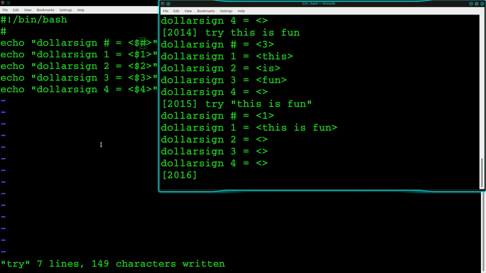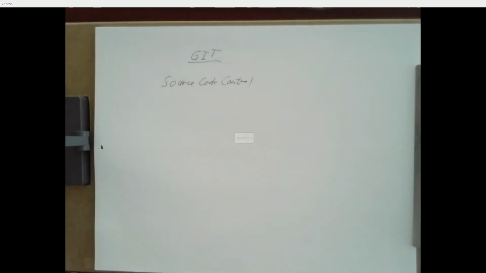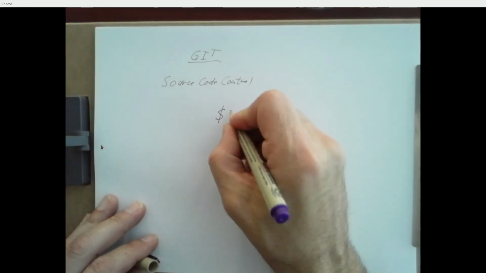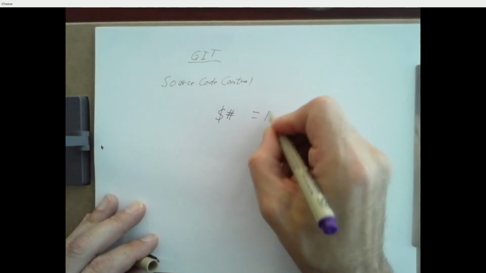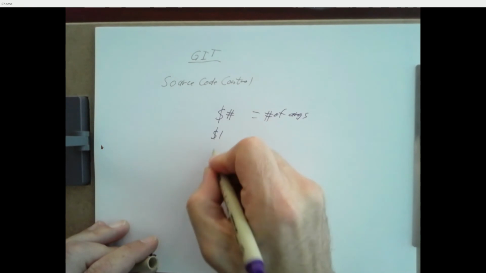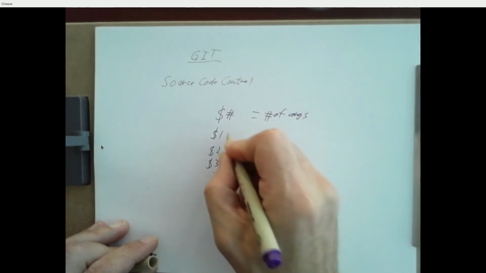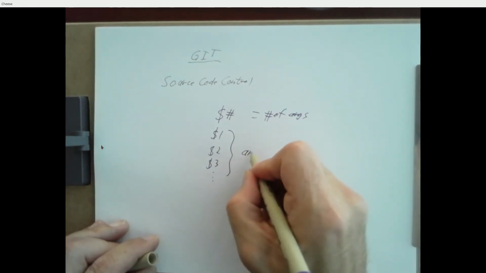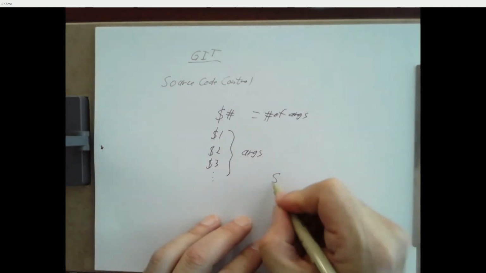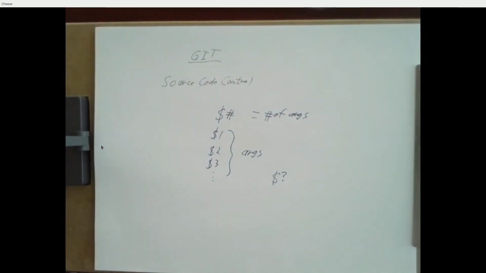And there are all of these $ sign variables inside the shell. So $# is the number of args. $1, 2, 3, and so on are the actual arguments. Yes? Are there 9 or however many? However many you need. They just keep going. Another useful one is $?